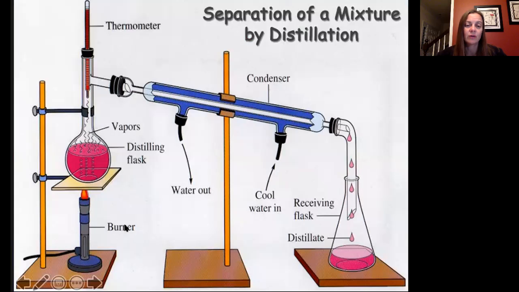We can do sequential distillations. So by reaching the boiling point of first one component and collecting it, and then continuing to heat and collecting a second or even a third distillate, we can separate a mixture completely. This is how crude oil is separated into its components, by fractional distillation.